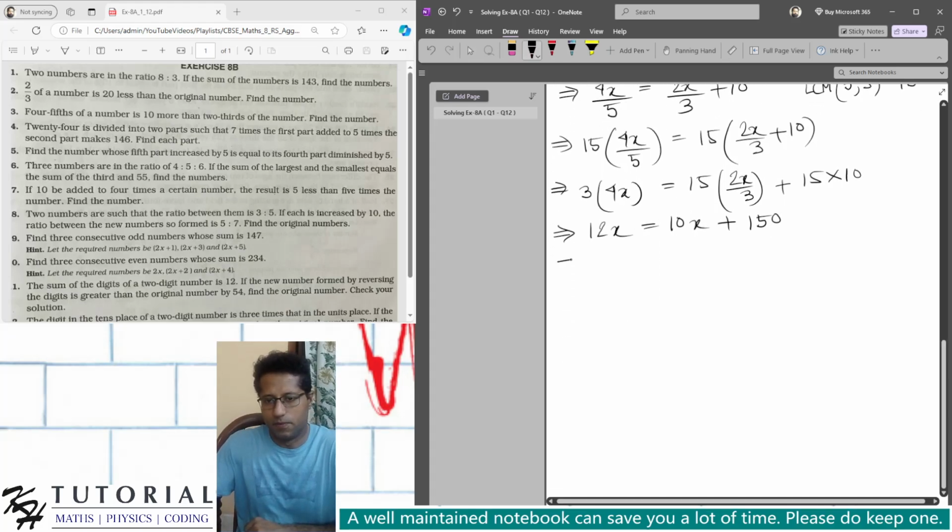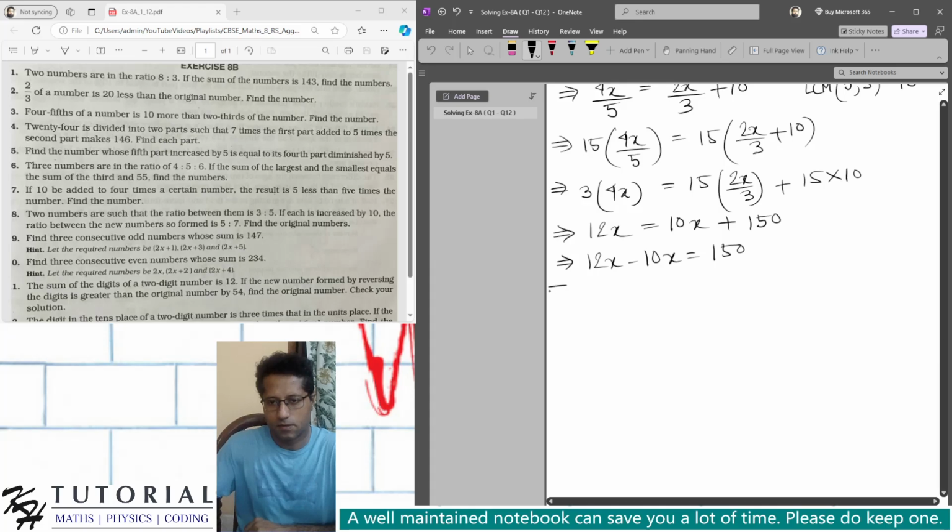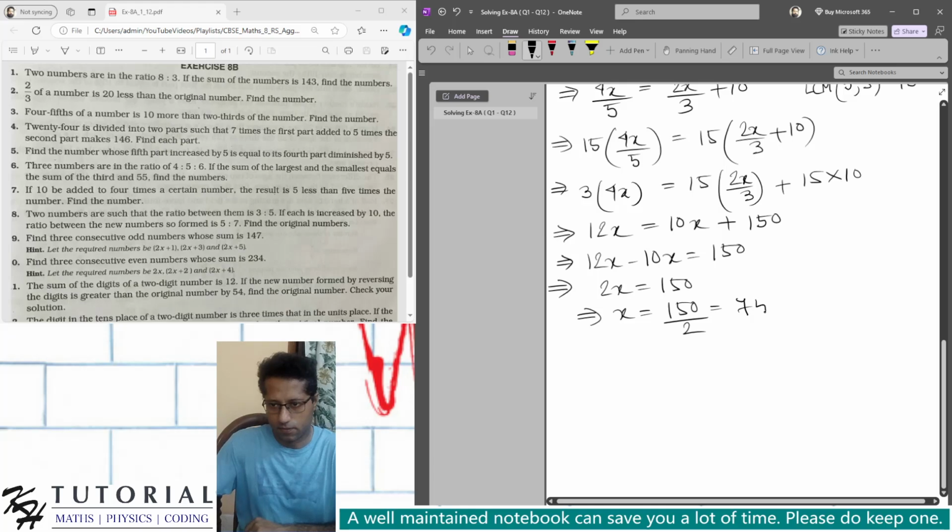So we will bring all the x terms to the left hand side and keep the constants to the right hand side, and we get 12x minus 10x is equal to 150. This implies 2x is equal to 150. This implies x is equal to 150 by 2, which is equal to 75.